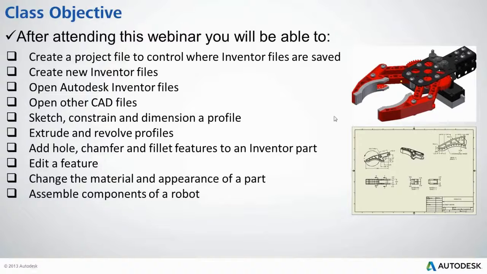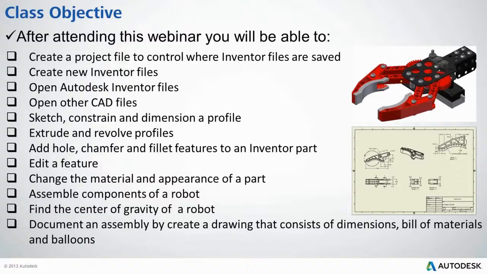We're going to take these components, as you can see with the gripper arm in the upper right-hand corner, how to assemble those components together. And of course, it's important with a robot that we're going to build, we're going to learn how to find the center of gravity. And then we'll finish off on the documentation, how to create the drawing.